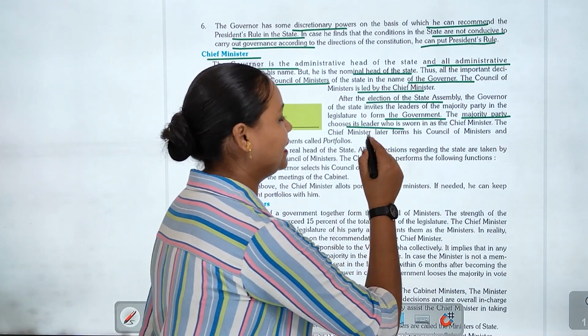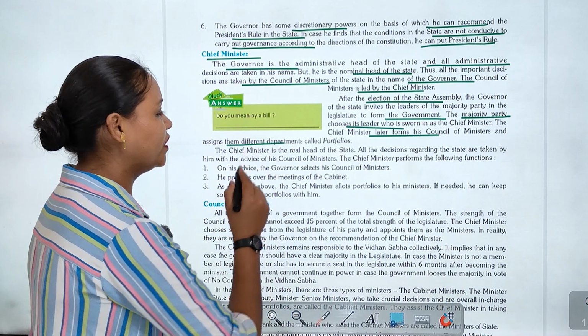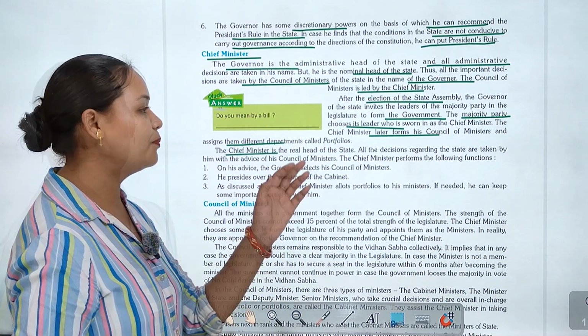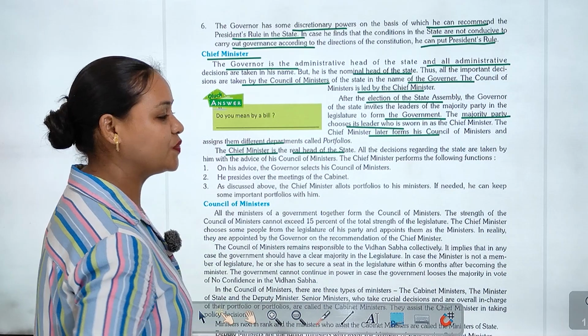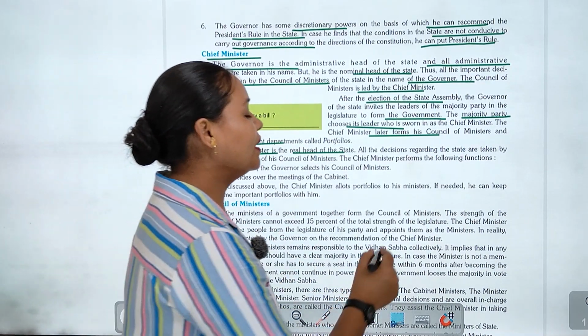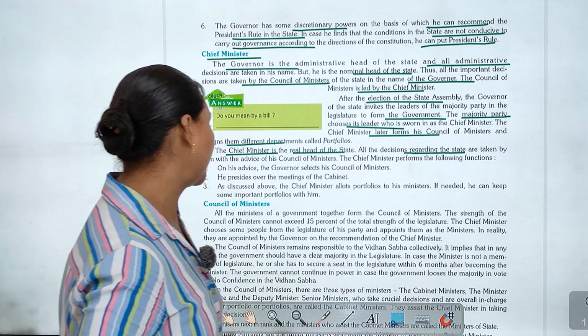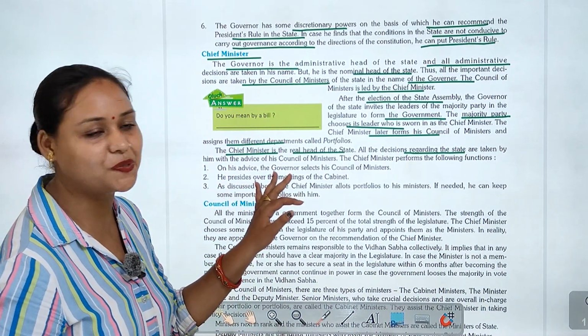The Chief Minister later forms the Council of Ministers and allocates different departments called portfolios. Chief Minister is the real head of the state. जो चीफ मिनिस्टर होता है वो स्टेट का रियल हेड होता है. All the decisions regarding the state are taken by the advice of the Chief Minister or Council of Ministers.